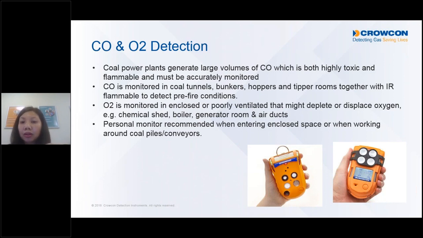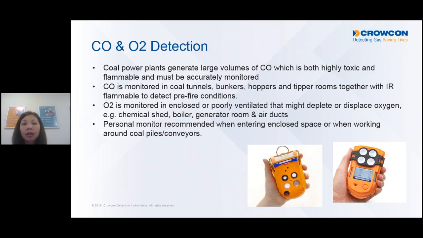The oxygen is really monitored to protect personnel from low oxygen environments, especially in tight, poorly vented spaces. Also in chemical sheds where chemicals are stored, oxygen could be displaced when the room is closed tight, and then we want to monitor it before we let personnel go in.